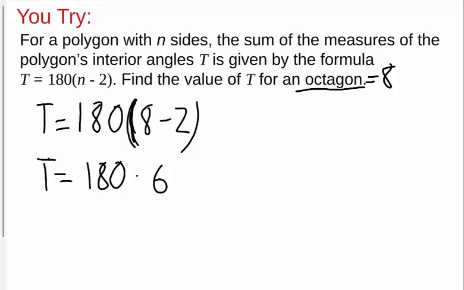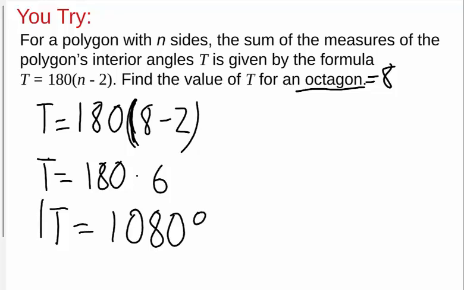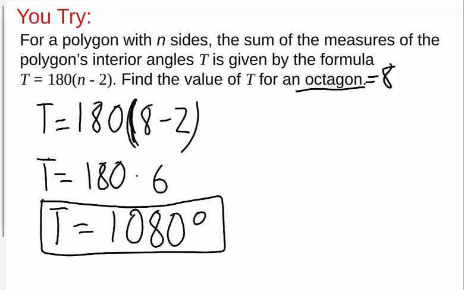Again, this would be a good time to use your calculator. 180 times 6 is 1080, so t equals 1080. Now, sum of the measures, so degrees. There you go. Pretty simple.